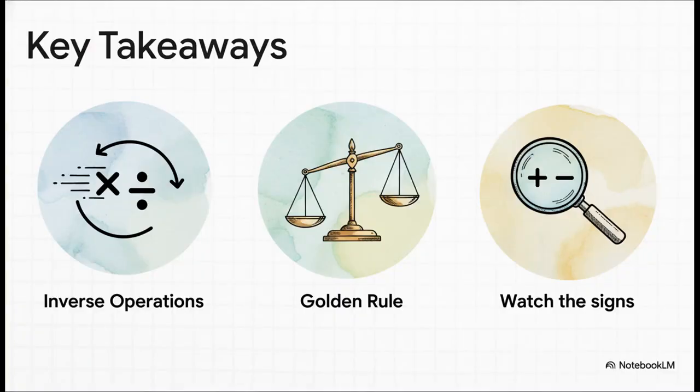So let's just recap the big takeaways. First, to get a variable by itself, you always use the inverse operation. Second, you have to obey the golden rule. Whatever you do to one side, you must do to the other. And third, always watch those signs. If you can master those 3 points, you've mastered this skill.